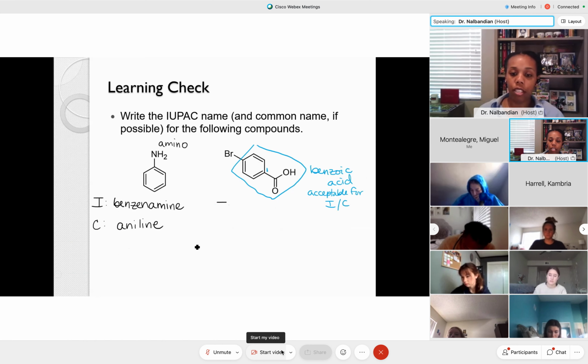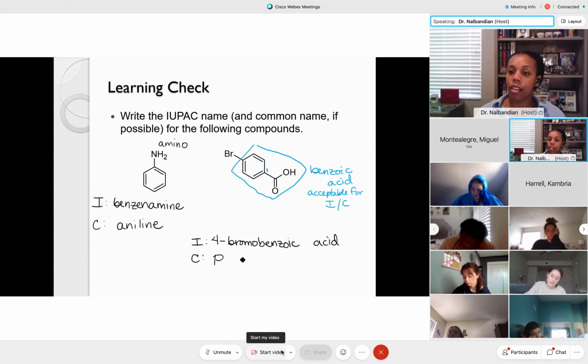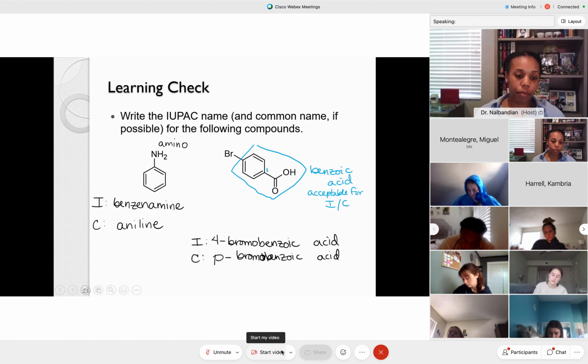So if the whole thing's called a benzoic acid, then this would be called 4-bromobenzoic acid. Benzoic space acid. Can we do a common name? Well, yeah, this is para disubstituted, so para-bromobenzoic acid.